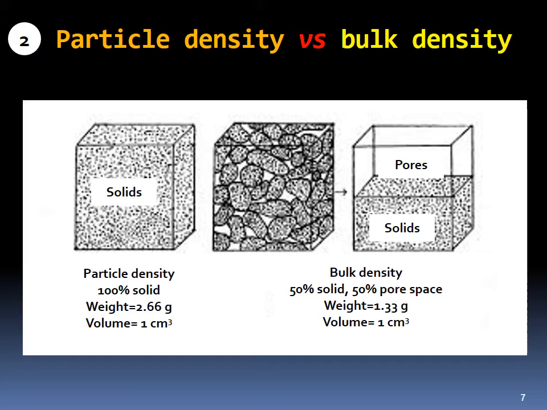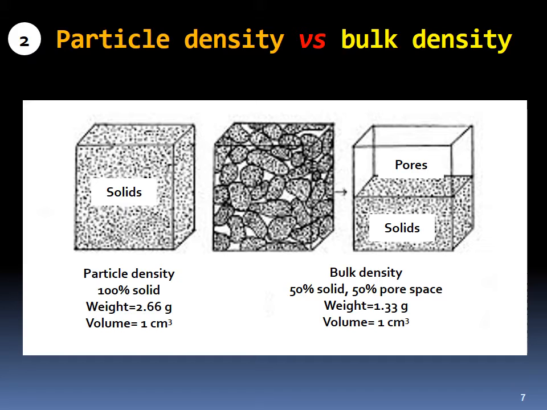per centimeter cubed. Now, use the same volume to measure the bulk density, and keep in mind that the bulk density includes the pore spaces and the organic matter. So when you put everything together, you get, let's say, 50% solid and 50% pore spaces, and the mass was 1.33 gram. So your density will be 1.33 gram divided by 1 centimeter cubed, and that would be 1.33 gram per centimeter cubed. Now, you see how the difference is?